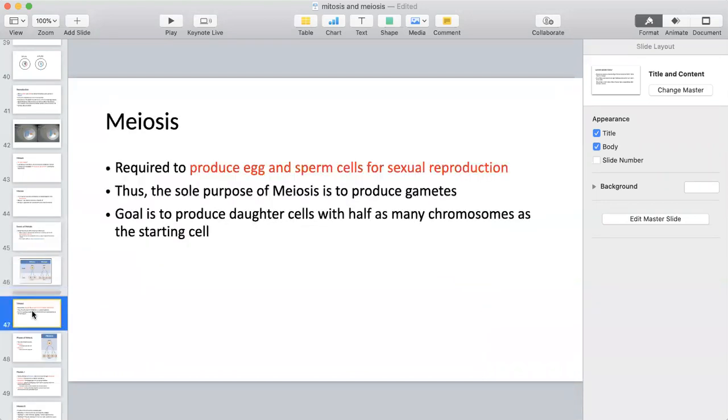Okay. And so here we're recapping now. We're pretty much done. Meiosis is a form of cell division that is required to produce sperm and egg. That's the sole purpose of meiosis, to produce these gametes. We want to produce daughter cells, and we use that term daughter cell to just refer to the new cells that are being made. So we need to produce these daughter cells that are going to have half as many chromosomes as the starting cell, because these cells are going to be used specifically for reproduction.